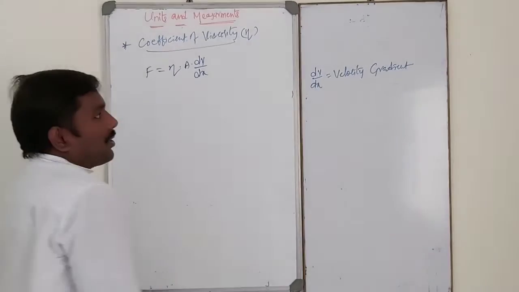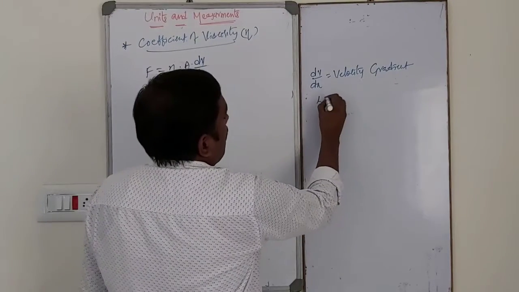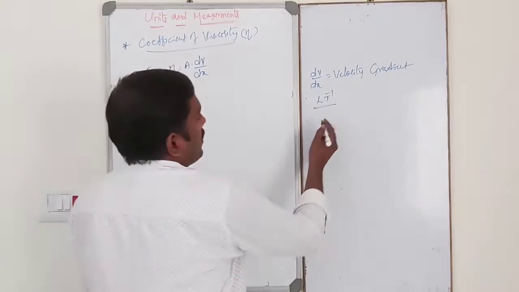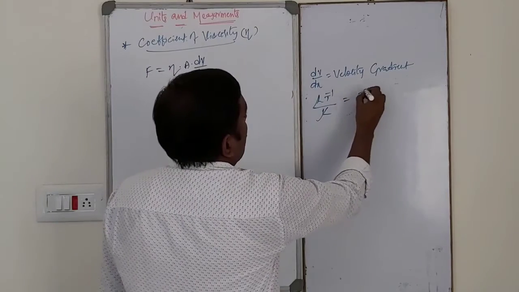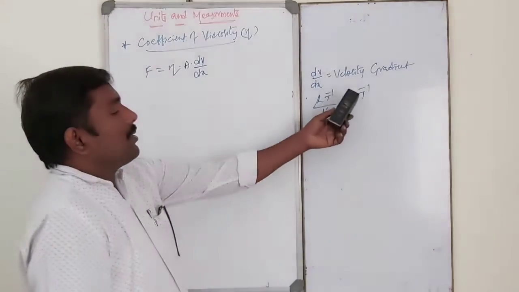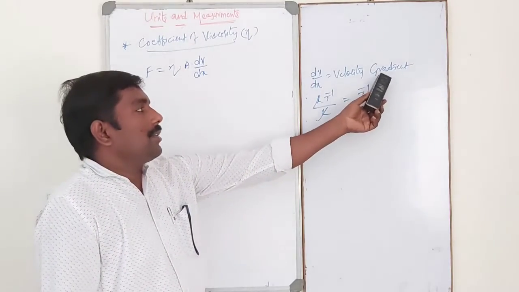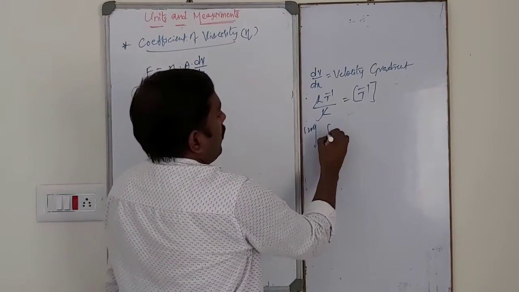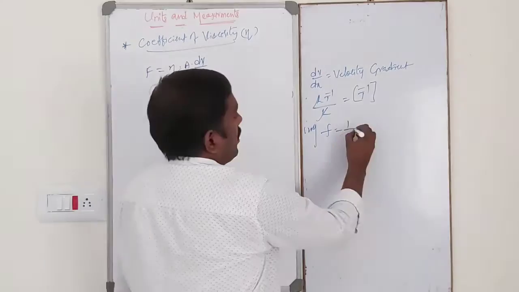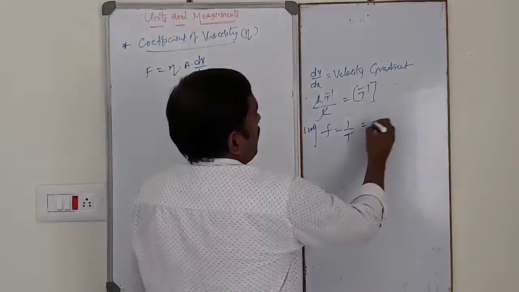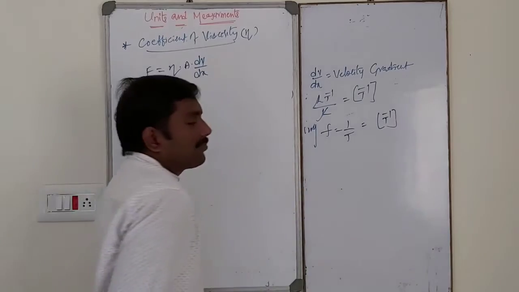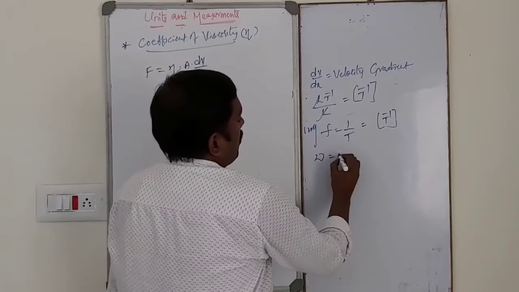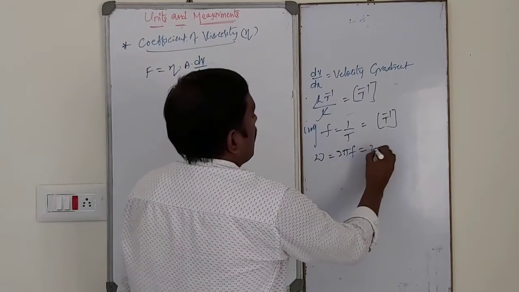What is the formula for velocity gradient? Velocity L T power minus 1 divided by distance. dx is the distance or displacement, L. So that is T power minus 1. See, dear students, velocity gradient dimensional formula is T power minus 1. Similarly, what is the dimensional formula for frequency? Reciprocal of time period is nothing but frequency. So the dimensional formula for frequency is also the same. And also angular velocity. Angular velocity omega is equal to 2 pi f or 2 pi by T.